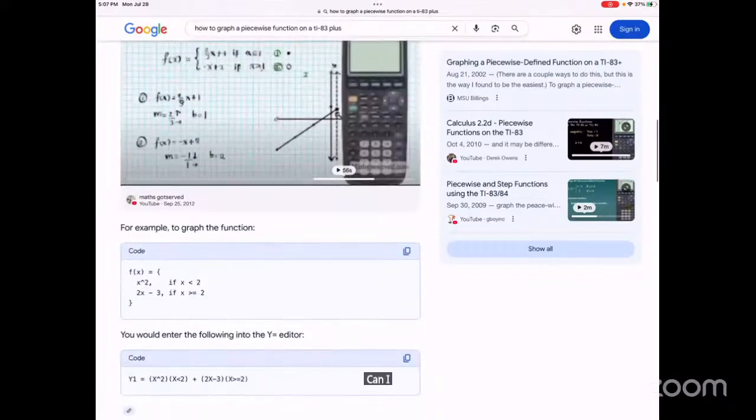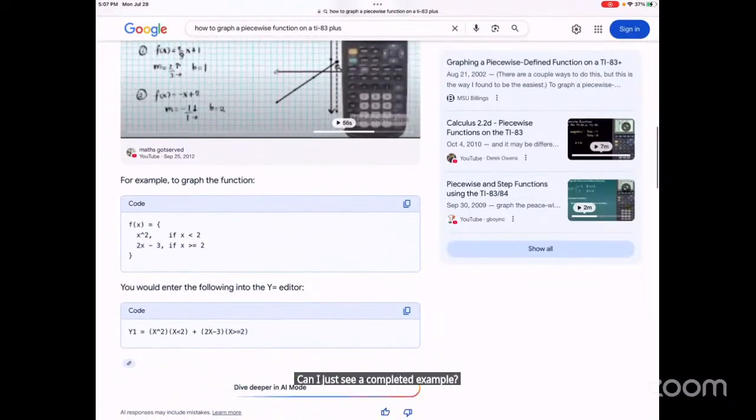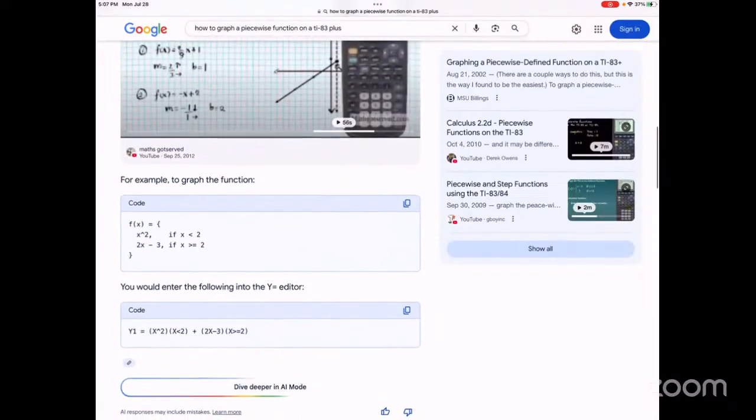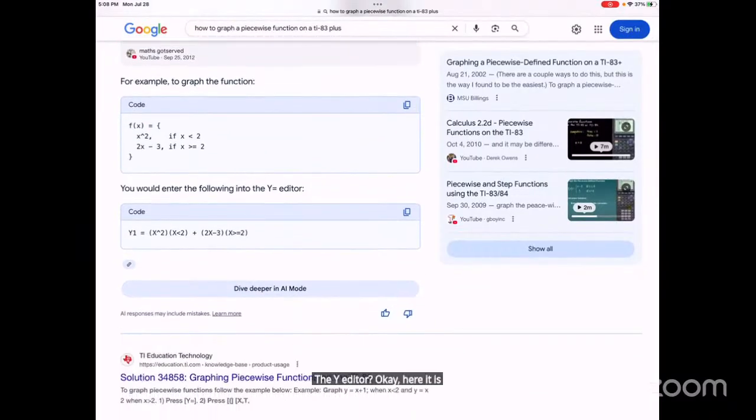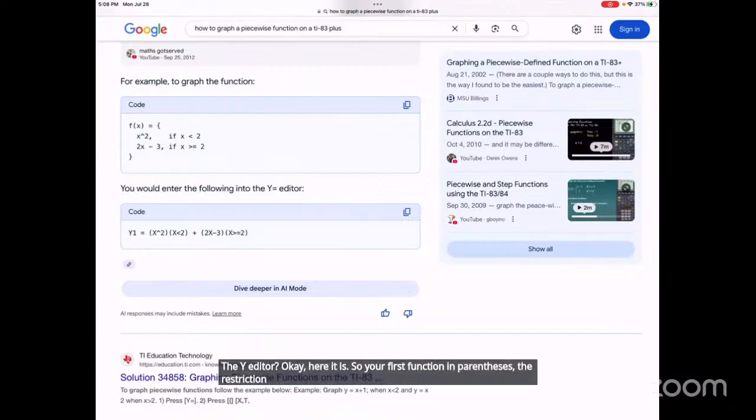Can I just see a completed example? The Y editor. Okay, here it is. So your first function in parentheses, the restriction in parentheses, plus the second function with the restriction in parentheses. Okay, I think we got it.